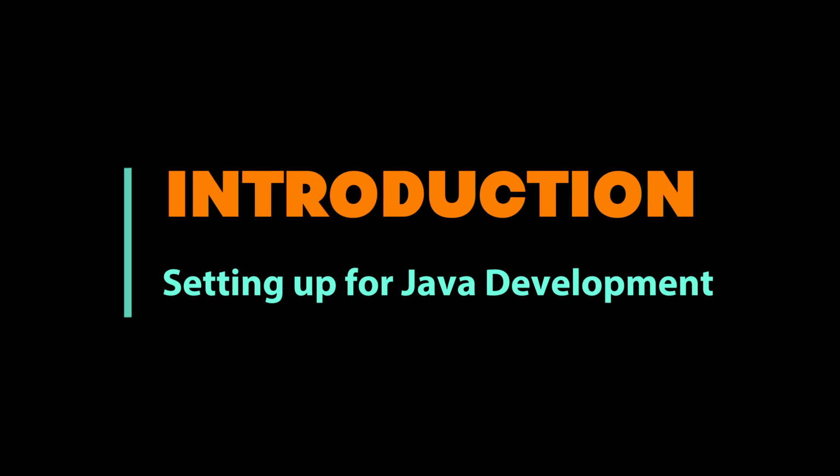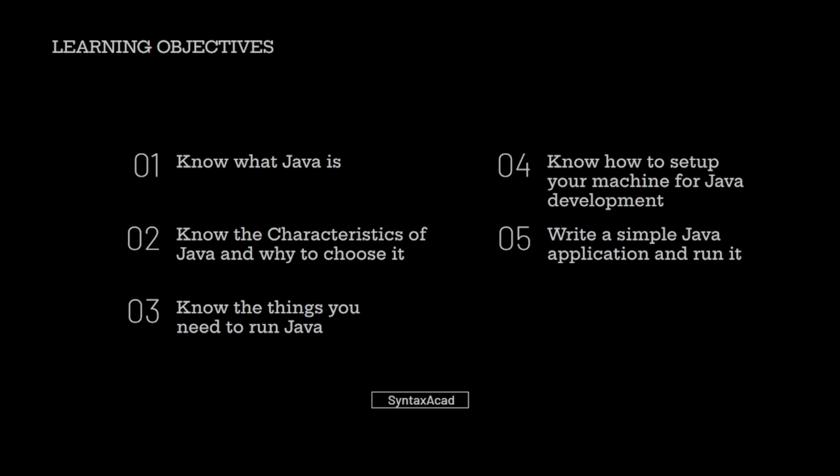Today's episode is titled Introduction and Setting Up for Java Development. At the end of this episode, you should know what Java is, know the characteristics of Java and why to choose it, know the things you need to run Java, know how to set up your machine for Java development, and lastly, we'll write a simple Java application and run it.